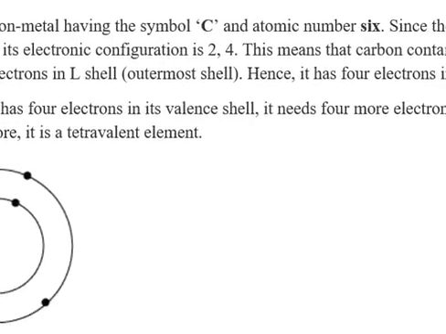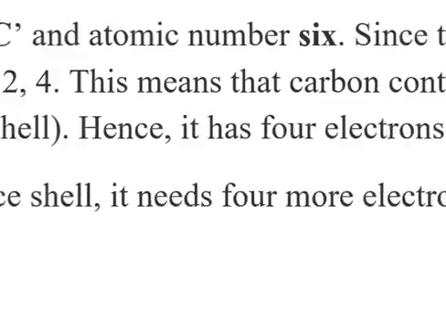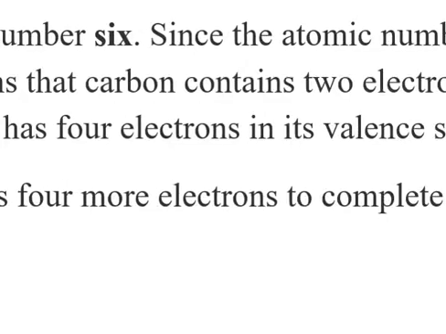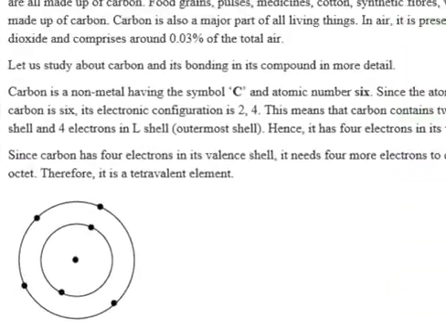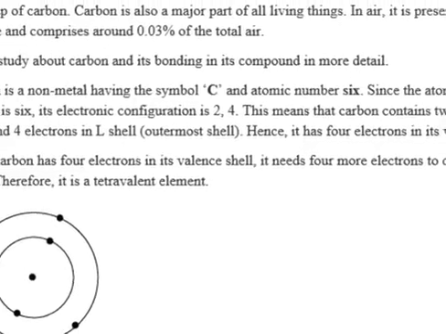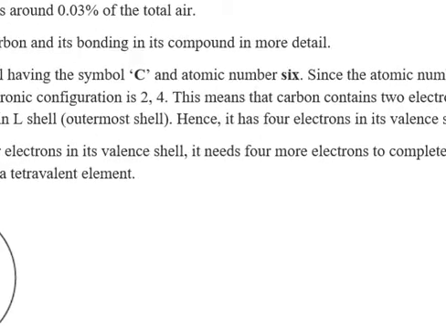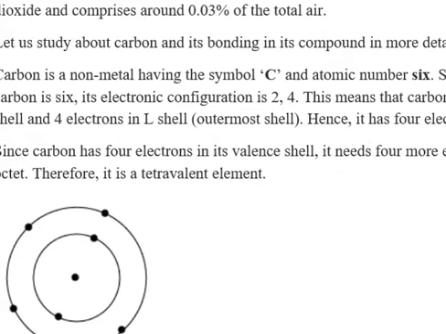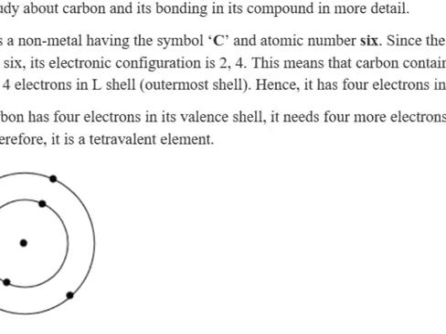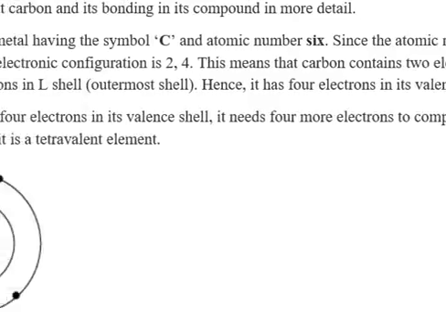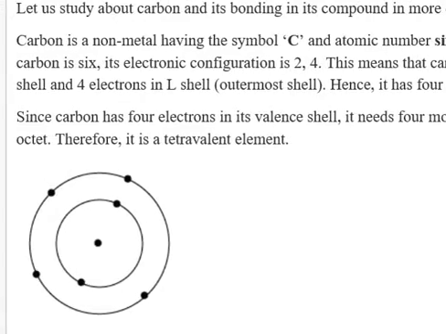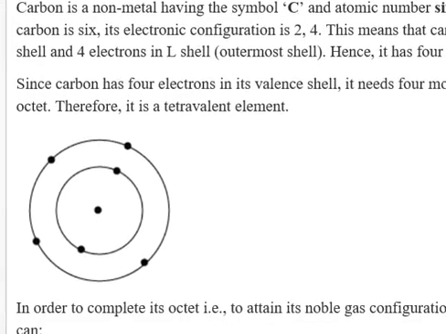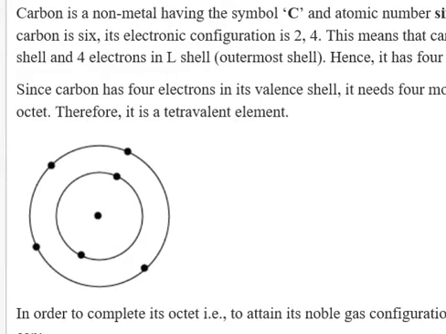This means that carbon contains 2 electrons in its K shell and 4 electrons in its outermost shell, hence it has 4 electrons in its valence shell. Since carbon has 4 electrons in its valence shell, it needs 4 more to complete its octet. Therefore, it is also known as tetravalent. Please read this sentence.